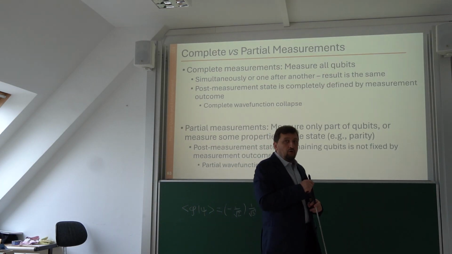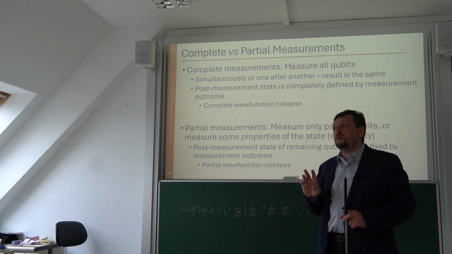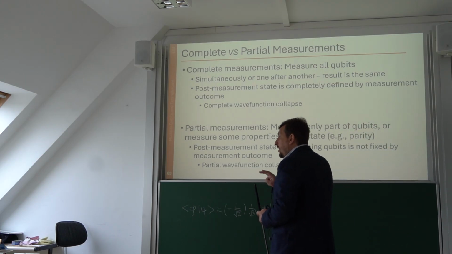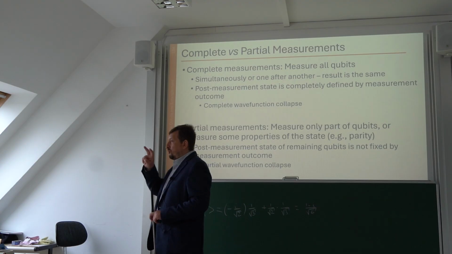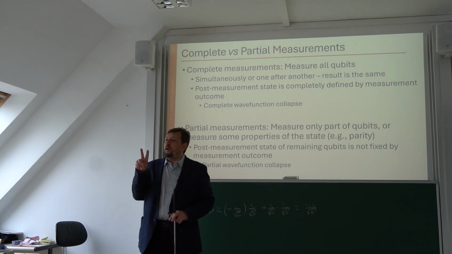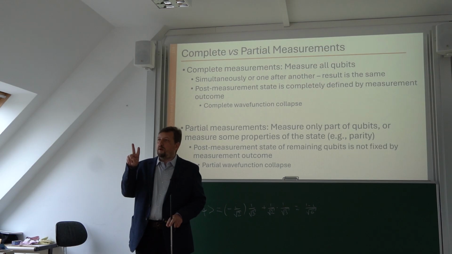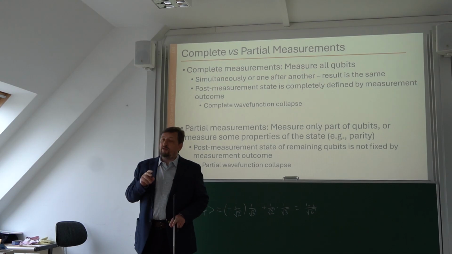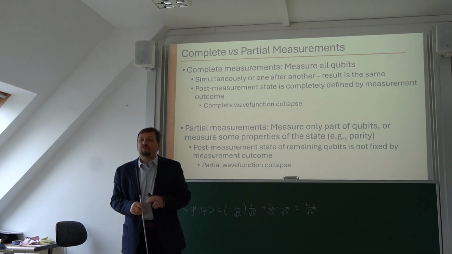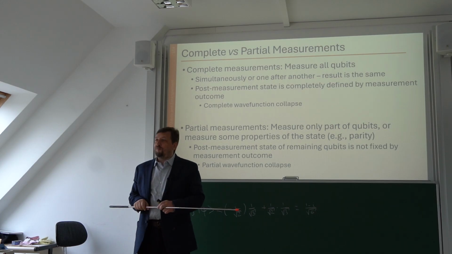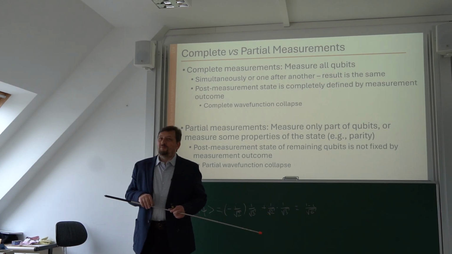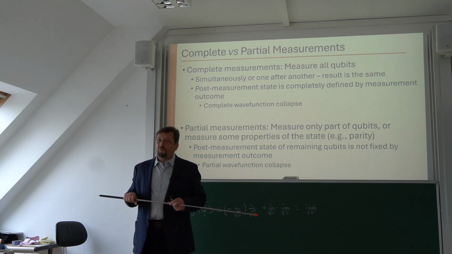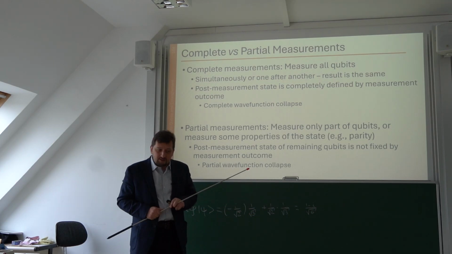We can measure only a part of the qubits, or we can measure some property of the qubits. For example, if I have 2 qubits, I may not measure the qubits directly. I may measure their parity. If they are both 0 or both 1, that means the parity is even. If they are 0, 1 or 1, 0, that means odd parity. I can measure parity. How exactly? Well, that's another question. We have to use the same tricks as with measurement in the X and Y basis that you use or will use in your first lab. Okay, but we can measure this.